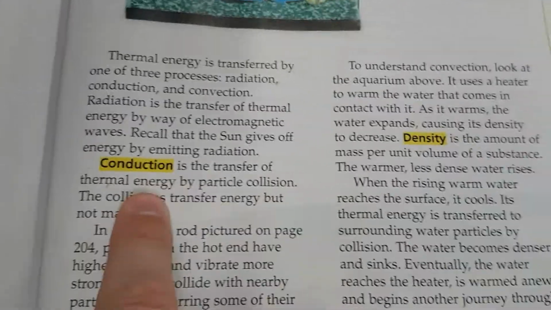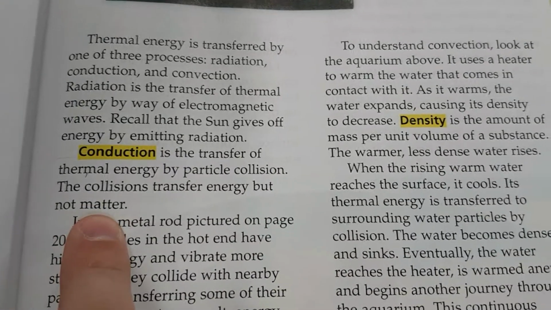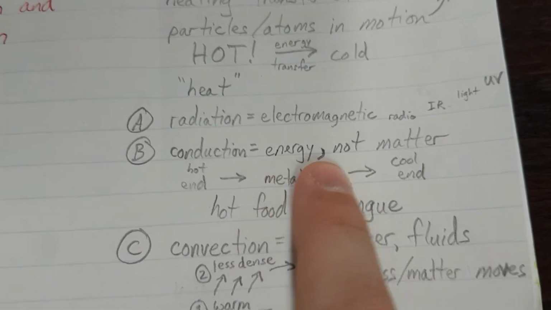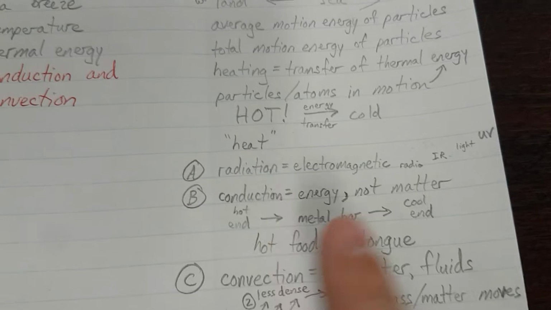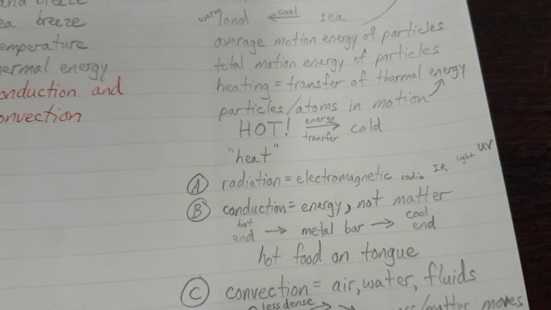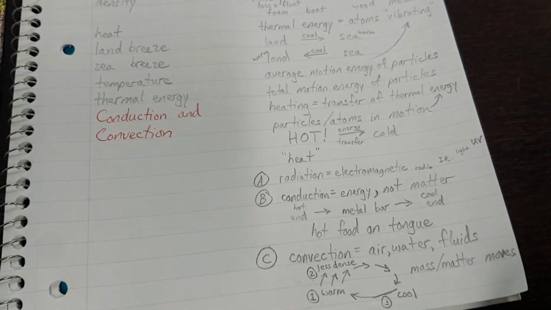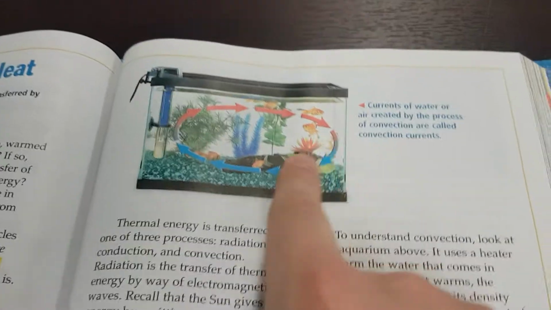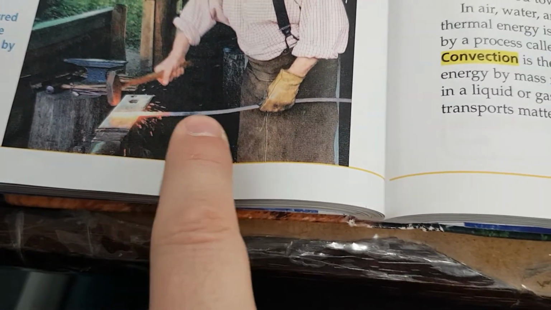Conduction is the transfer of thermal energy by particle collision. The collisions transfer energy, but not matter. Okay? Conduction equals energy, not matter. In other words, they're bouncing and hitting each other and vibrating and transferring energy, but they don't flow like water moving, and they don't flow like air mixing. It's more like the hot at this end of the bar eventually works its way down toward the cool end of the bar.